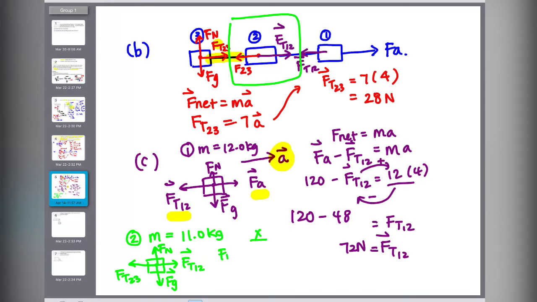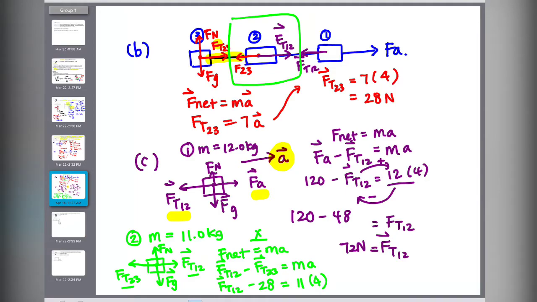Studying the net force along x, F net equals ma. The net force this time has two forces. I have forward, which is the Ft12, minus the Ft23, equals ma. I don't know Ft12, but I already solved for Ft23 just now in part B. And the mass is for block 2 because that's the object that I'm studying. So it's 11 times the A, which is your 4.